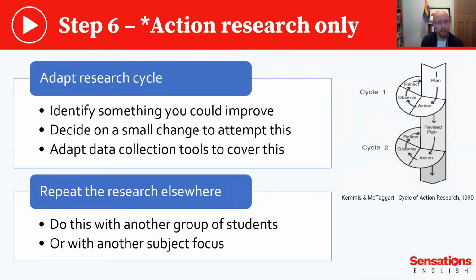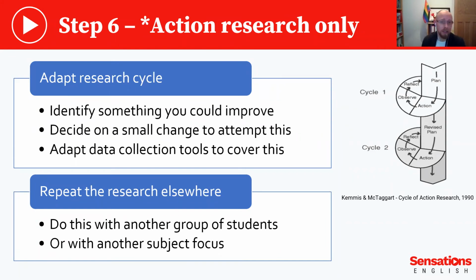Once you've done that, then you repeat the research, and it's important that you repeat the research elsewhere. If you did the same thing with the same students again, it wouldn't be new to the students. It wouldn't be a valid enough research situation, because the students have already done the stuff and then you're coming back to them again. So the data is going to be slightly different, and it won't compare well with what you've already done. So there's two different ways that you can do this.